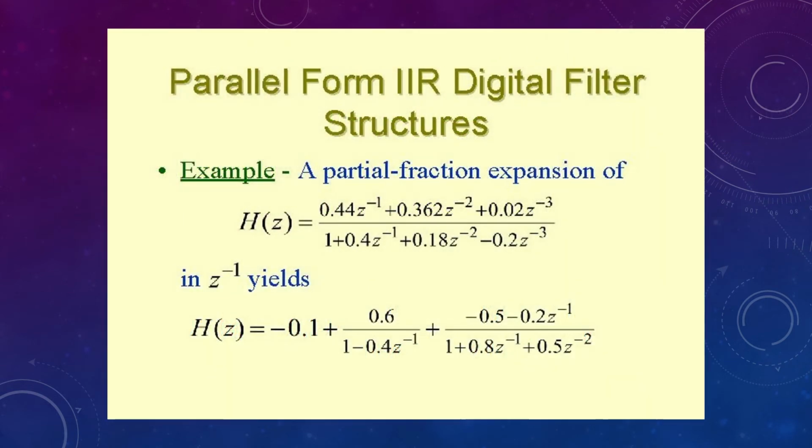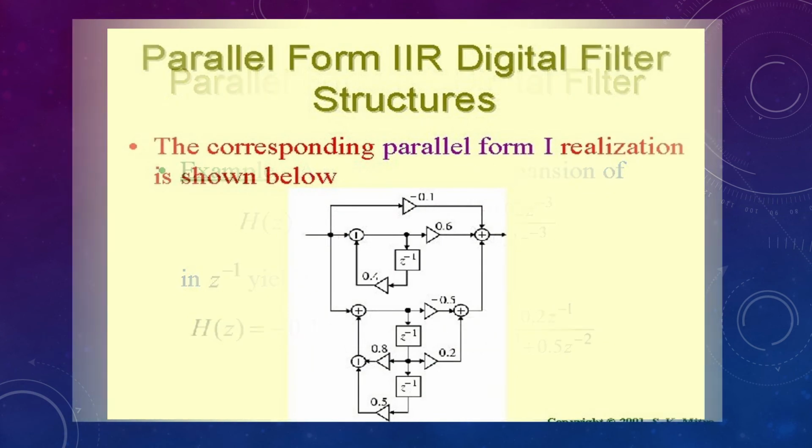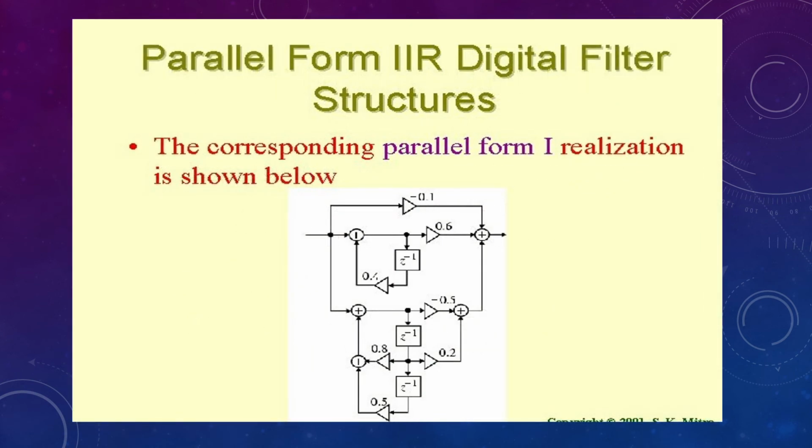Let's look at an example. A partial fraction expansion of H(z), equal to the given one in z inverse, yields, on separating it into partial fractions, H(z) equals -0.1 plus 0.6/(1 - 0.4 z^-1) plus so on. The corresponding parallel form 1 realization is shown below.